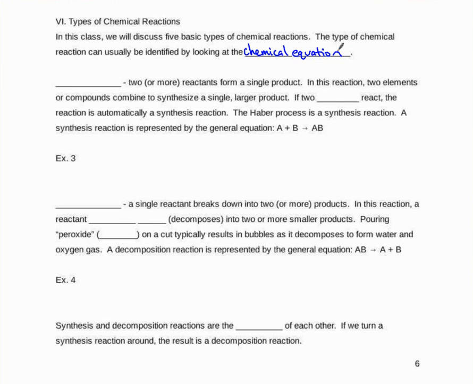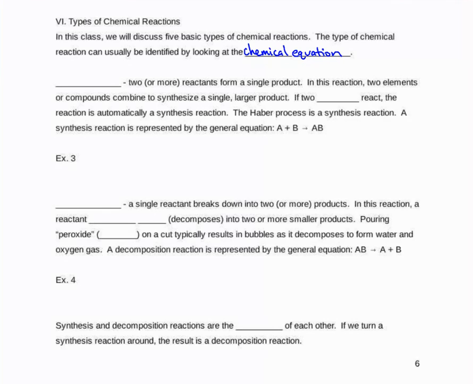When we're talking about what kind of chemical reaction, how do we classify it? We're not necessarily looking at, did a liquid turn into a solid, or did this get hot or get cold? We're not looking at specifics like that. We are looking at the structure of the chemical equation. And it falls into 5 basic types.